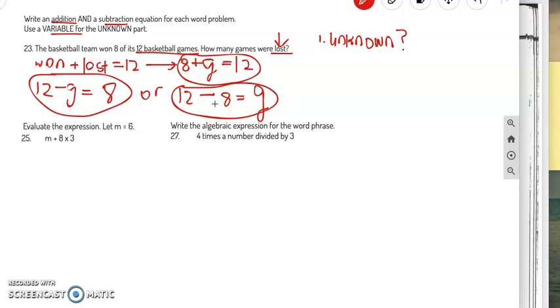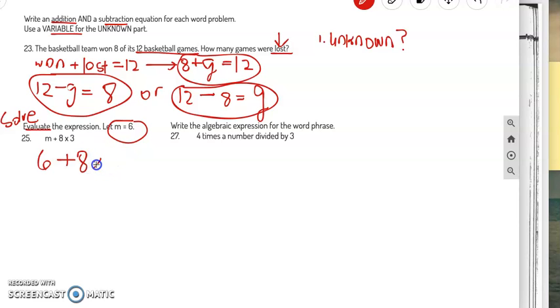All right, let's move on to 25. Evaluate the expression, let m equal 6. So every time you see evaluate, it means to solve it. So even in a test, if it says evaluate, that means solve, okay? It doesn't have an equal sign, but just know that it means to solve. So we're just substituting here. So m is 6, so this is actually going to be 6 plus 8 times 3.